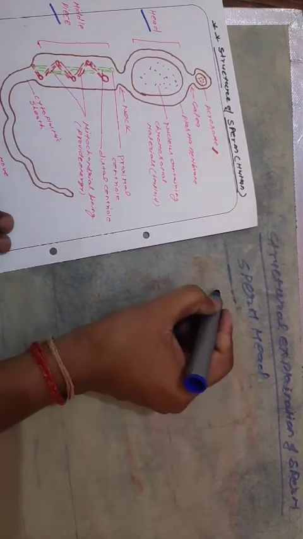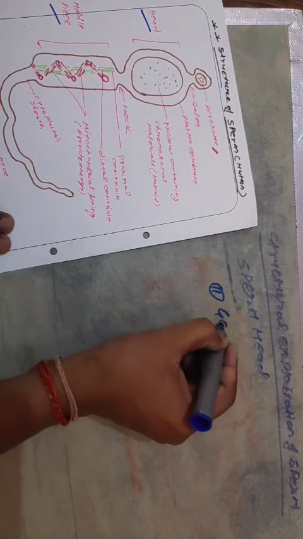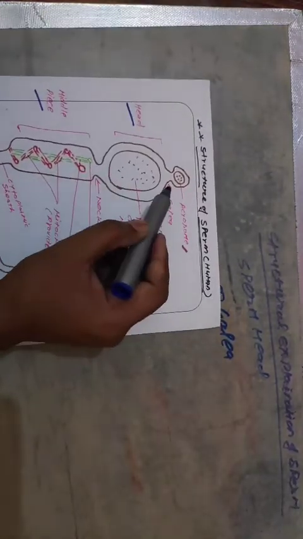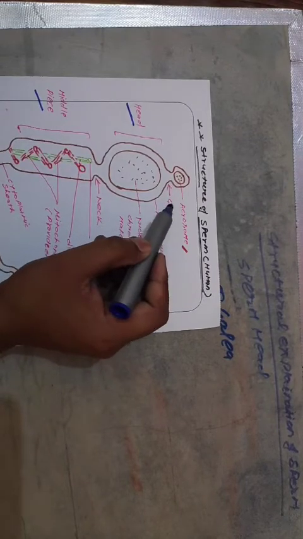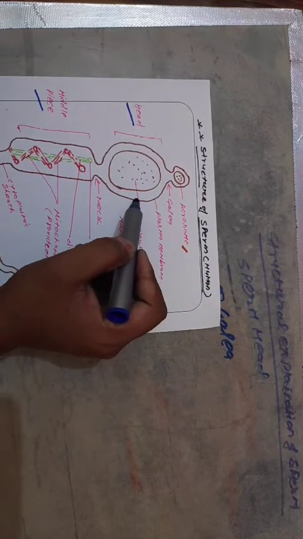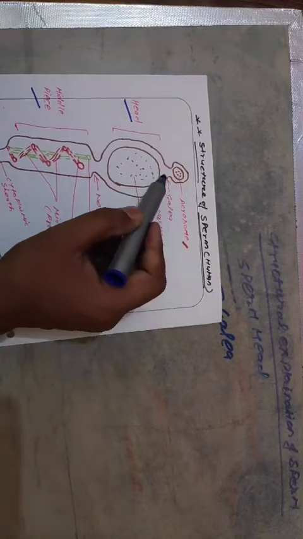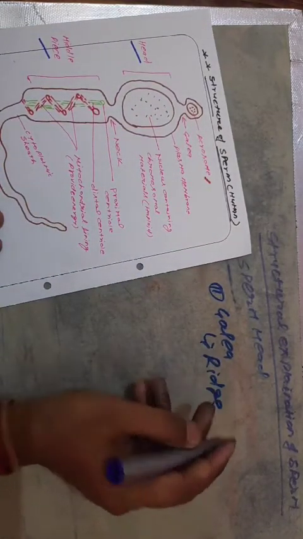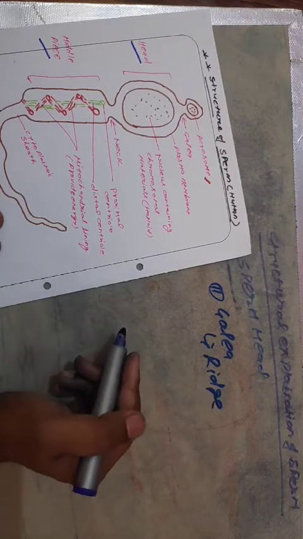Now the second part of the sperm head is the galea. You can see there is a little ridge in between the acrosome and the main head of the sperm. That ridge is known as galea. This represents the ridge in between the acrosome and the head.